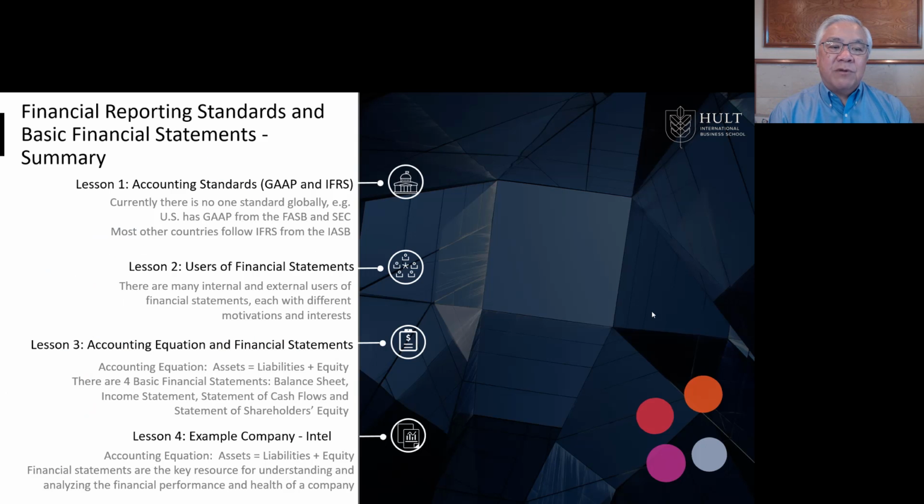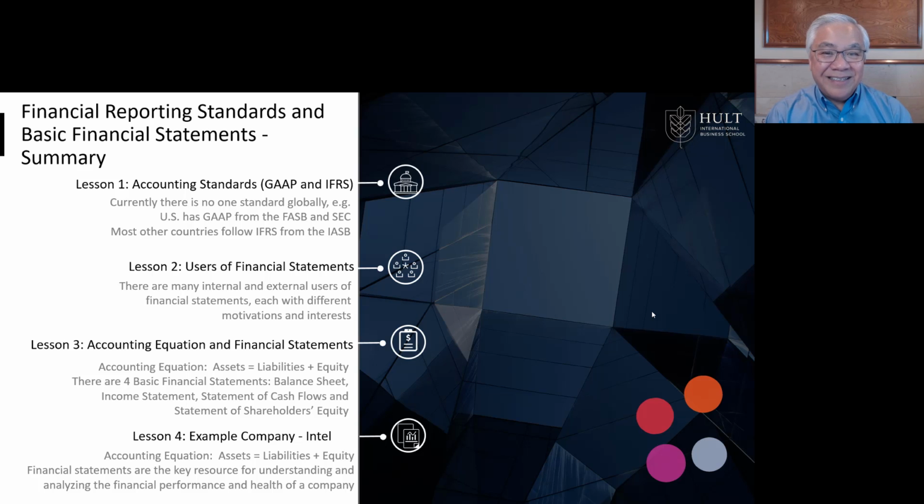Summarizing the topic of financial reporting and basic financial statements. Lesson 1, we looked at accounting standards as set in the US by FASB, resulting in GAAP, and as set by the IASB for other countries, leading to IFRS. Lesson 2 is users of financial statements. It's all over the place, from investors to shareholders to customers to suppliers to the community at large. And each of them has a reason to be interested in seeing how the company's doing. Third is the accounting equation and the basic financial statements. Assets equals liabilities and equity. Oh, got that. The four statements are balance sheet, income statement, statement of cash flow, statement of shareholders' equity.